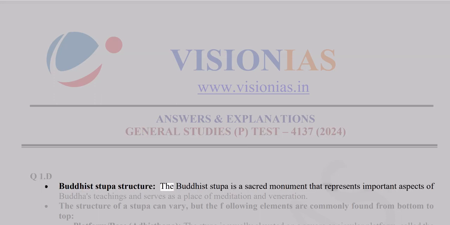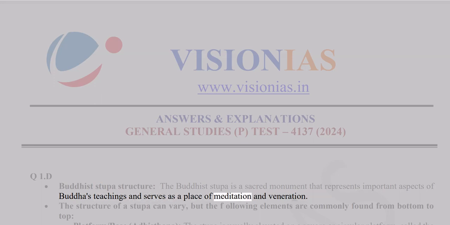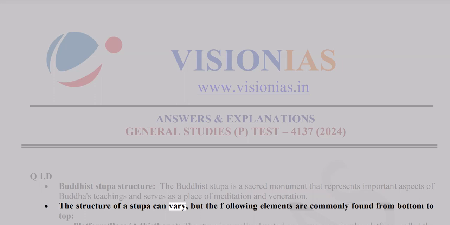Q1.D Buddhist Stupa structure. The Buddhist stupa is a sacred monument that represents important aspects of Buddha's teachings and serves as a place of meditation and veneration. The structure of a stupa can vary, but the following elements are commonly found from bottom to top.